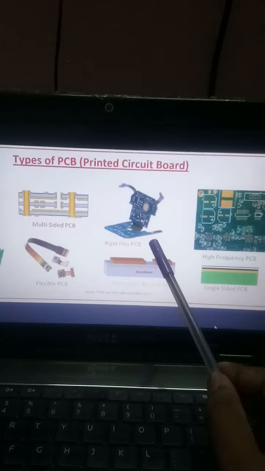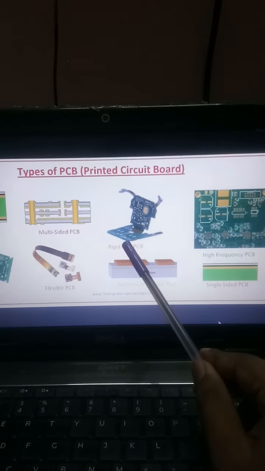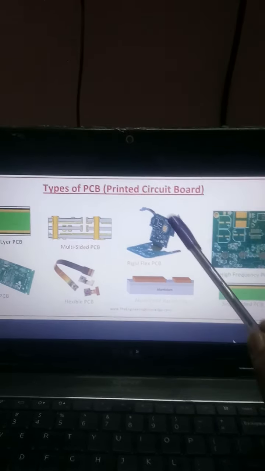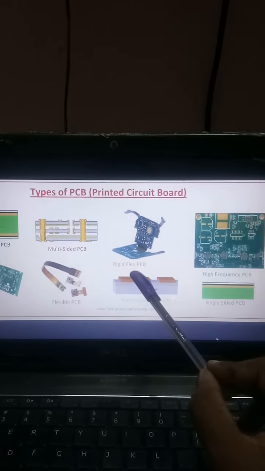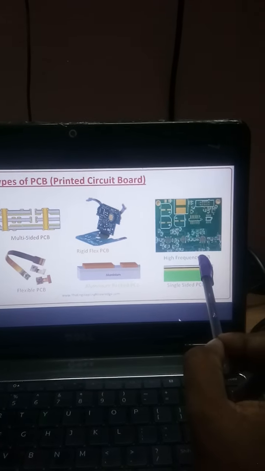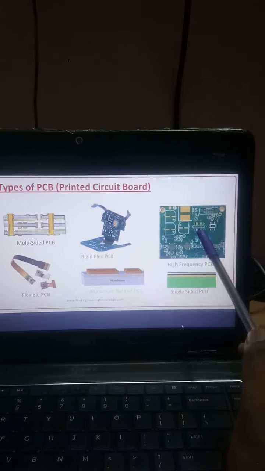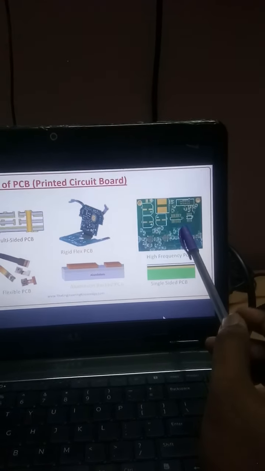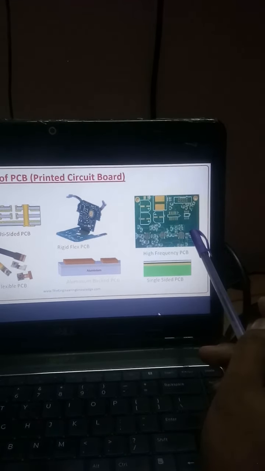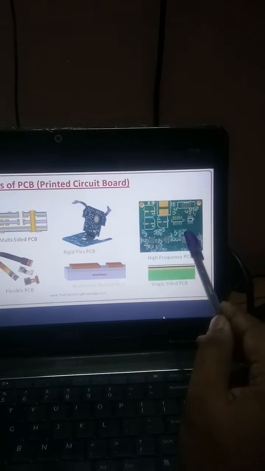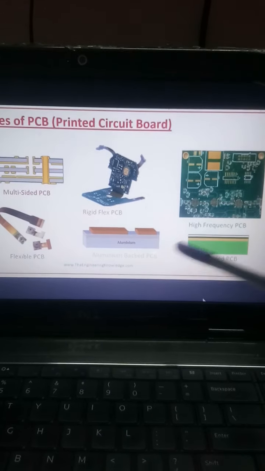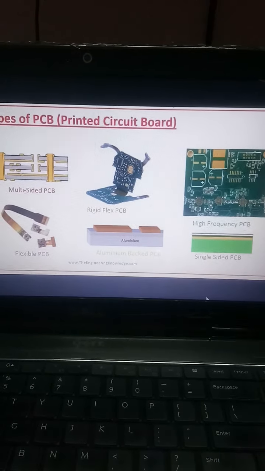This is named a rigid flux, meaning some portions cannot be altered, but some portions can be bent like this. This is named a rigid flux PCB. This type of PCB supports high frequency applications. So for example, whenever I am going to design a radio, then I can go for a high frequency PCB. And this is a single sided PCB that has already been discussed, and this layer is named an Aluminium Pack PCB.